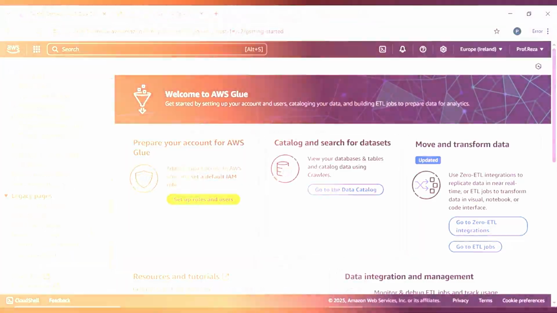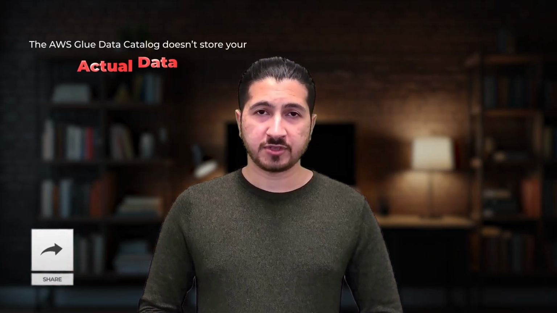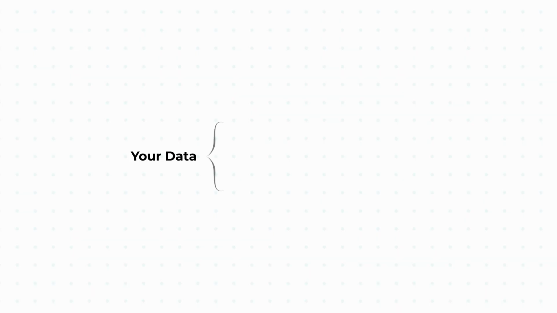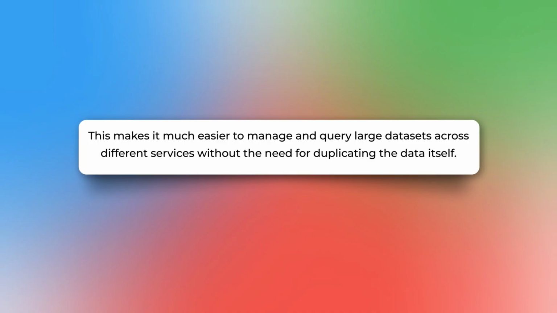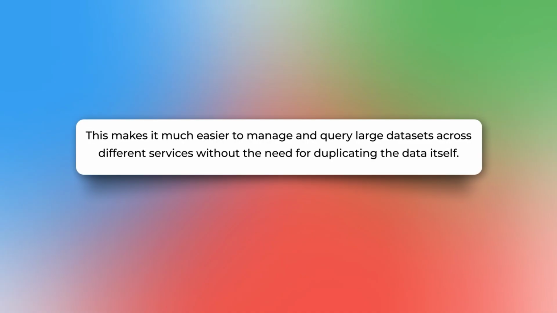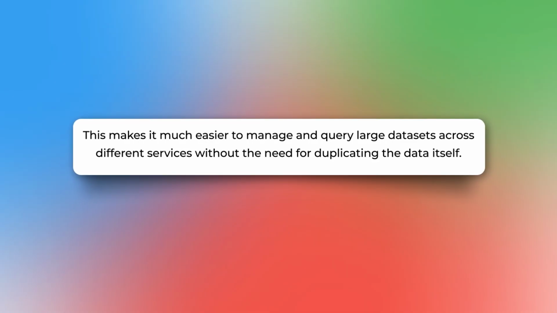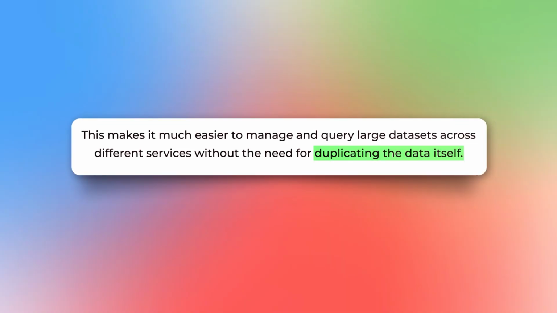Okay, so to recap, the AWS Glue Data Catalog doesn't store your actual data. It stores metadata, which is information about your data, like where it's located, how it's formatted, and what its structure looks like. This makes it much easier to manage and query large datasets across different services without the need for duplicating the data itself. Instead of dealing with data directly, you're working with a map that points you to it and describes what you'll find when you get there.